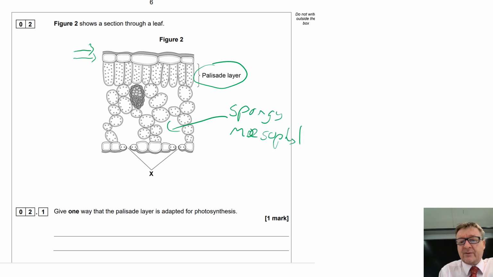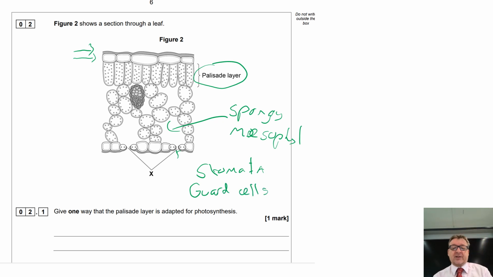Mesophyll. I hope that's spelled right. Is it double L? Not sure. And I often say it's spongy, right, because it sort of says spongy. Then at the bottom there, we've got X. X is pointing to the little hole, which is the stomata. And then on either side of it, with the little eyes kind of staring at you, are the guard cells. Right, let's go to the questions.